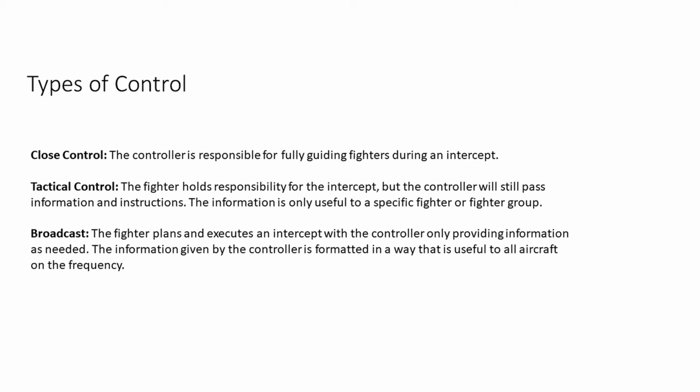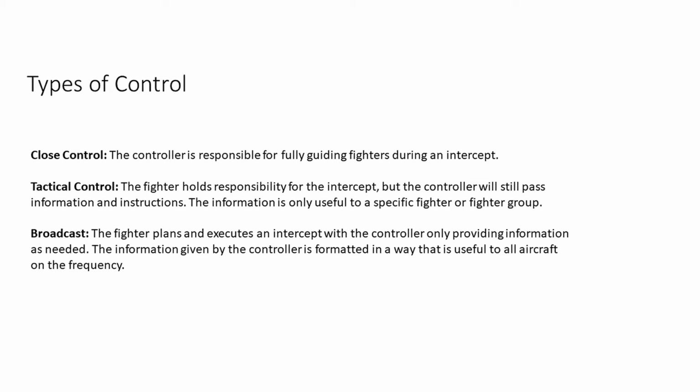So AWACS is there to provide information and control. Let's talk about the different kinds of control that they provide. The first type of control is called close control. During close control, the controller is responsible for fully guiding fighters during an intercept.